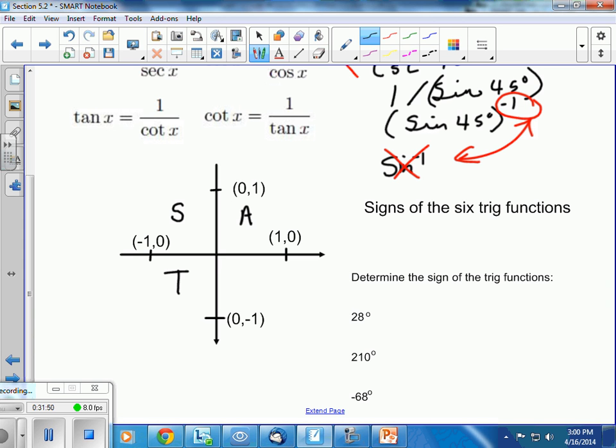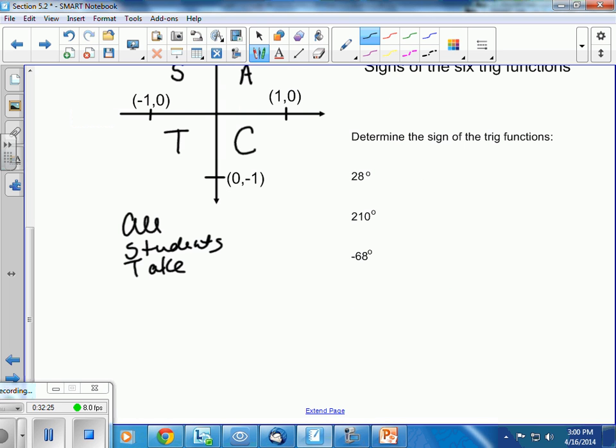Lastly, in quadrant 4, my x values would be positive, my y values would be negative, my r is always positive. Therefore, my cosine and my reciprocal function of secant will be positive. Now, of course, we've got a little trick on how to remember this, and the way that we remember it is we say all students take, not a room here, calculus.